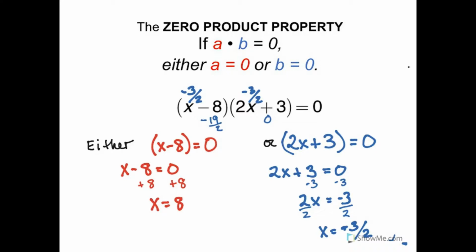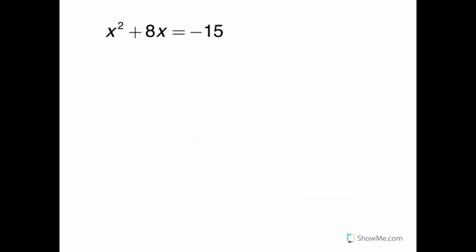So this is a logical OR. X is one number at a time, and it's either 8 or negative 3 halves. They're two separate solutions. Here's a quadratic equation. It has an x squared. X squared plus 8x equals negative 15. I want to try to solve it by factoring. So the first thing I need to do is get 0 on one side. To do that, I'm going to add 15 to each side.